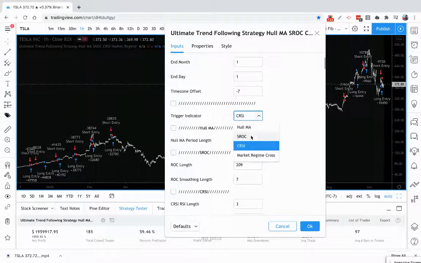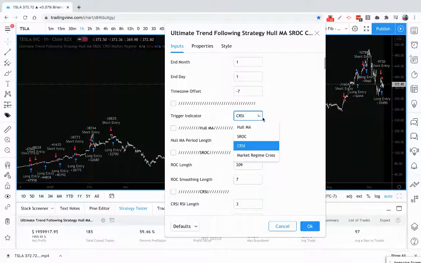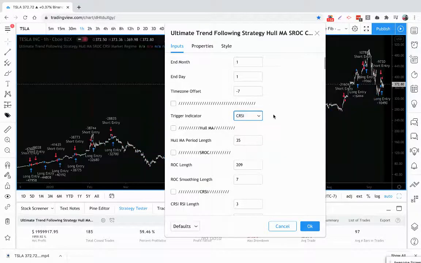So that's how you use the Connors RSI or the center rate of change. Just select the trigger indicator and then mess with your settings. And one isn't better than the other. It's all how you use them. So you just need to understand how the indicators work and then use them with your own settings and find what works for you.